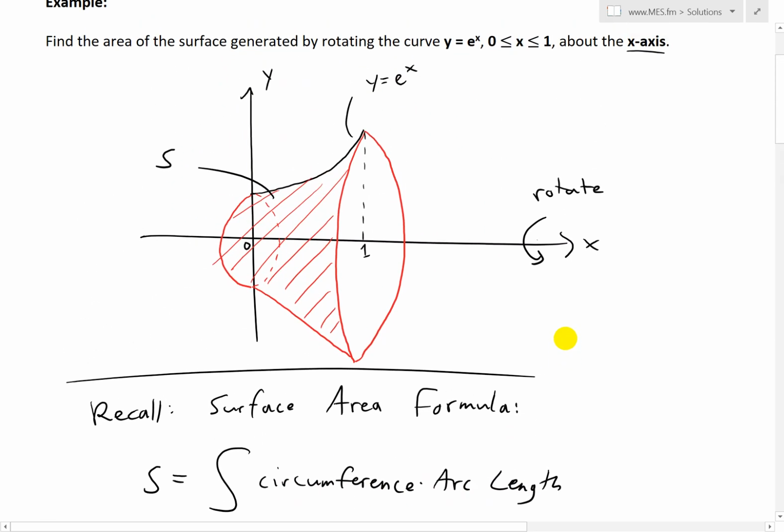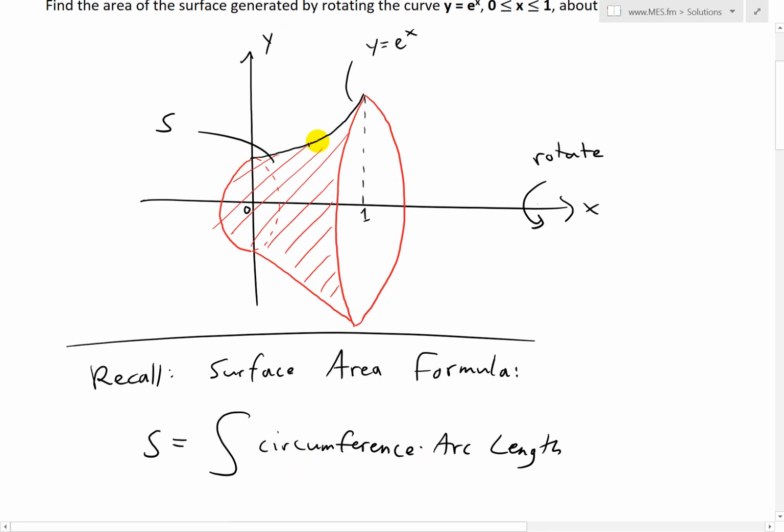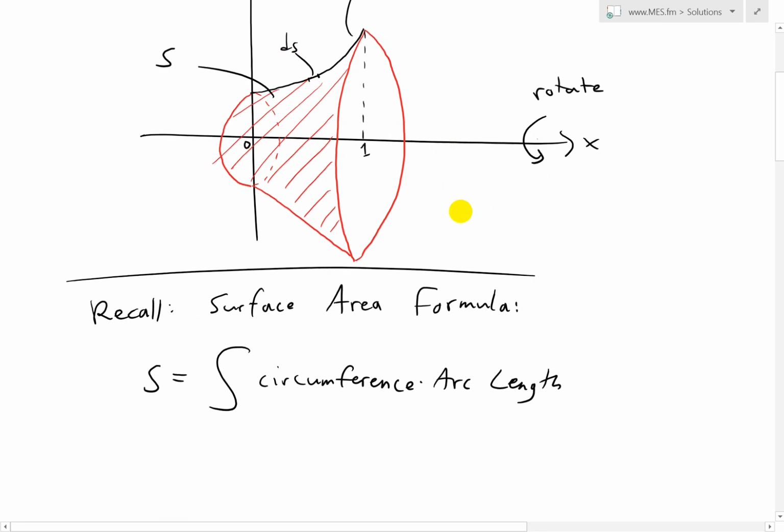To illustrate this, let's take a random section here, this little piece, the arc length ds, and consider it as infinitely small. So we're getting a slice of this shape right here, and I'll draw this in 3D like that. This is the area we're going to solve, and it's pretty much a circle with an arc length like that.